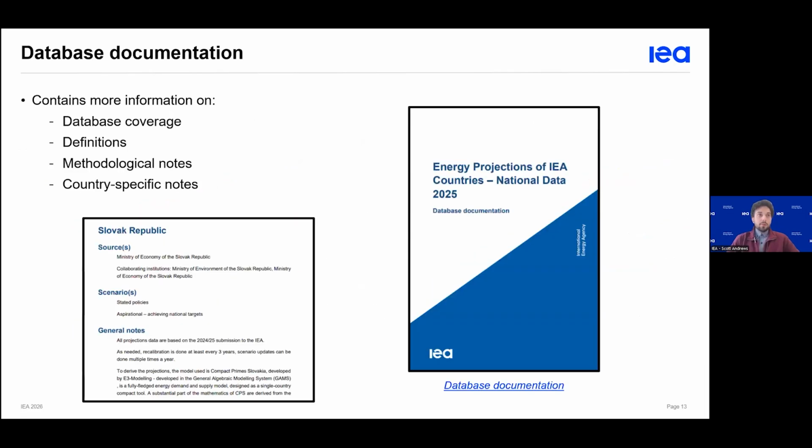Okay. And then if we want to know more about the database, we can reference the documentation on the webpage. It contains more information about which countries, scenarios, products, and flows are covered, as well as the definitions of those flows, products, and scenarios. And then we also have some methodological notes about how the indicators are calculated. And then finally, some country-specific notes, which includes the metadata you submit to us about your models and scenario assumptions, for example.